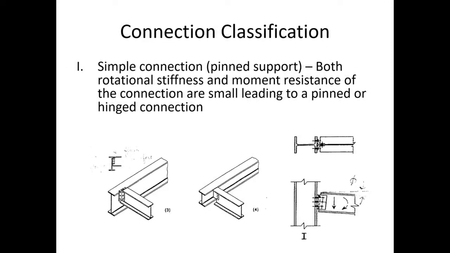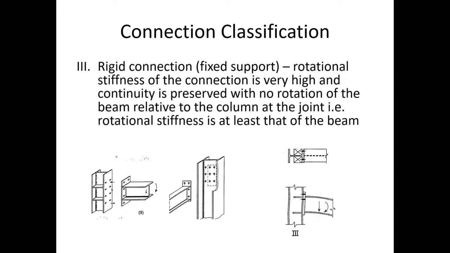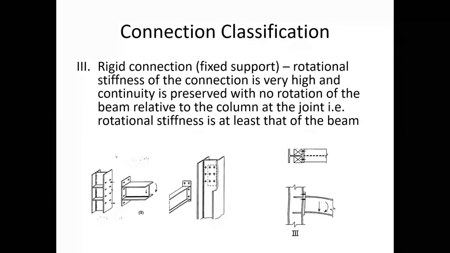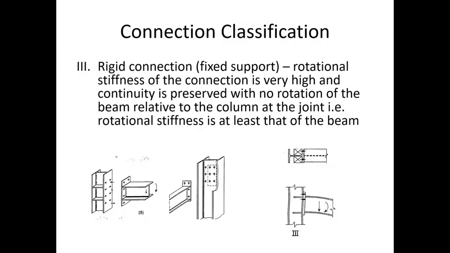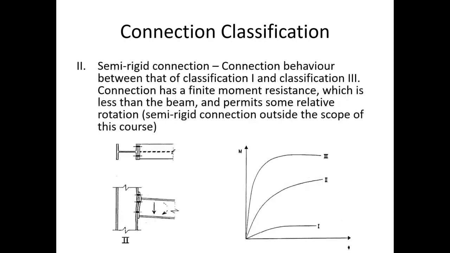We classify the connections as either simple connections, rigid (fixed) connections, or semi-rigid connections. A simple connection is a pinned connection where it's free to rotate, so there's very little moment, or zero rotational stiffness at the end of the member. A rigid connection has a high rotational stiffness. Effectively, the rotational stiffness is equivalent to that of the beam, so continuity is preserved with no rotation at the end of the beam relative to the column joint. In other words, the rotational stiffness is at least that of the beam.